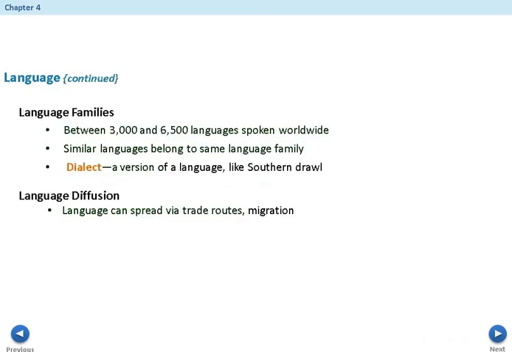Now, we also have language families. A language family is basically, you are going to start with certain languages and they kind of spread throughout. For example, if we went to England right now, we know that we could go to England and we can converse and talk with people from England, but they're going to say some words that we have absolutely no idea what they are about. Why? Because when you start putting distance between people, the languages start to adapt and change. There's between 3,000 and 6,500 languages spoken worldwide. Similar languages belong to the same language family.